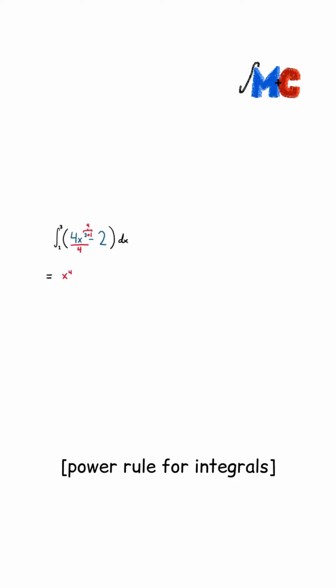Similarly, for the next term, recall that negative 2 is the same thing as negative 2 times x to the 0, since anything to the 0th power is 1. From here, we'll add 1 to the exponent, creating a new exponent of just 1, and then we'll divide the whole term by 1. This tells us that the integral of this second term is just minus 2x.